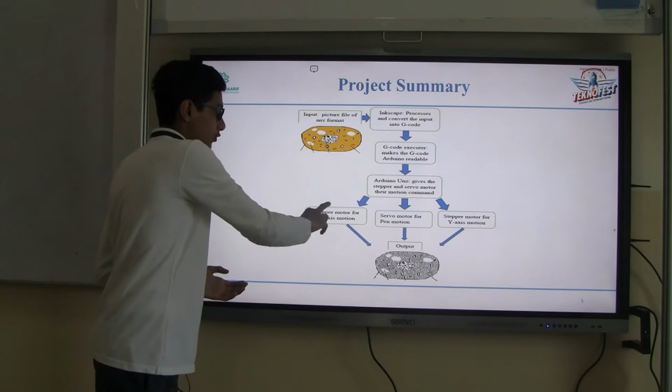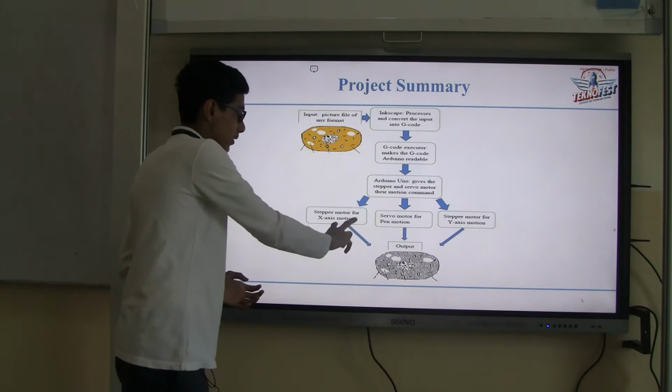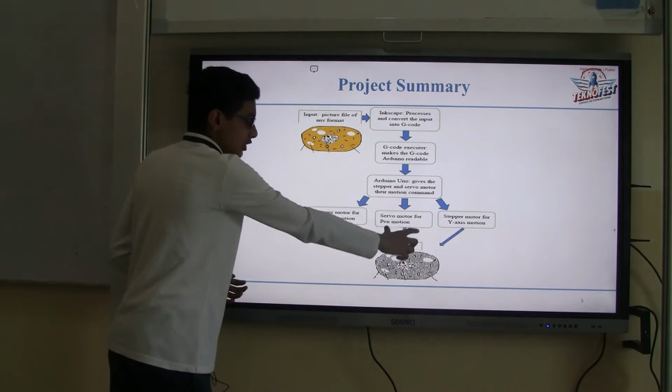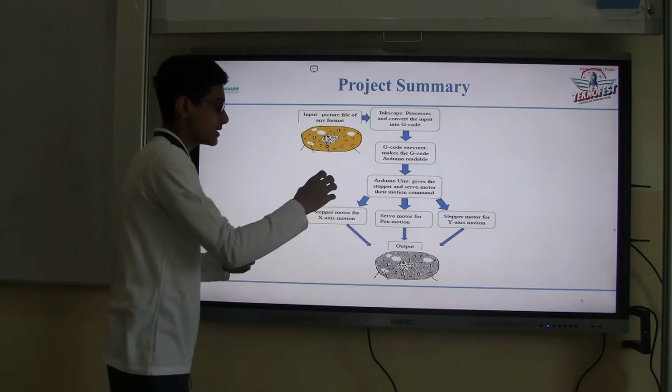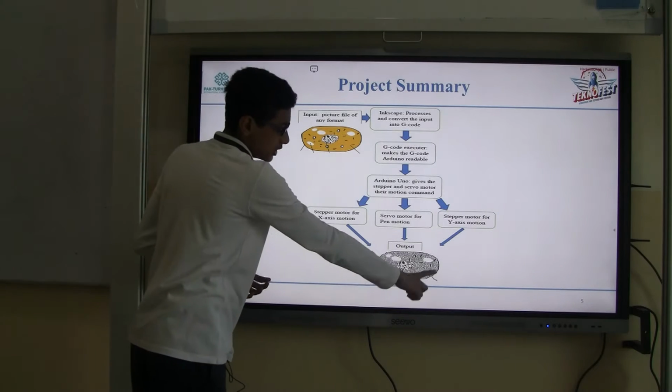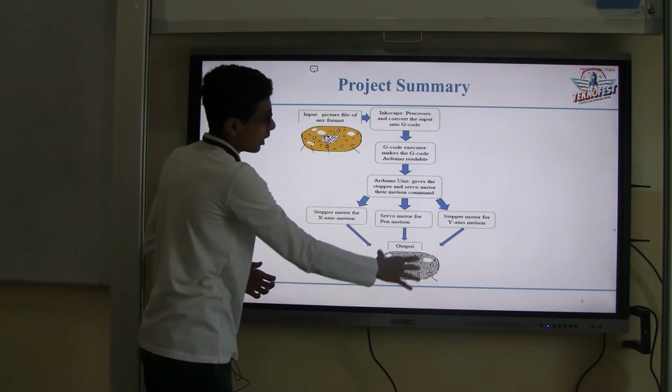There are two stepper motors in this project. One is for x-axis motion and the second is for y-axis motion. Then there is the servo motor, which is with the pen holder and makes the pen work. And after all this process, the result that we have is like this. This is our output.